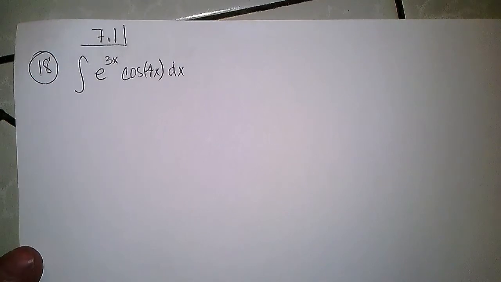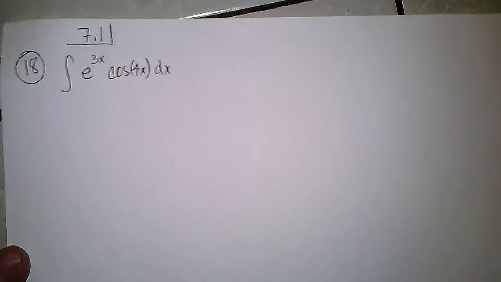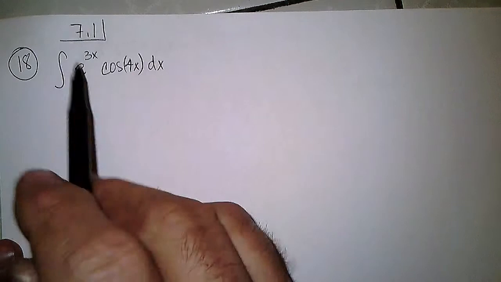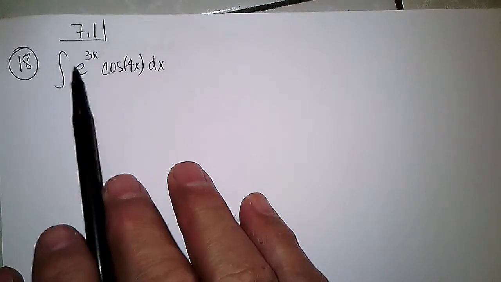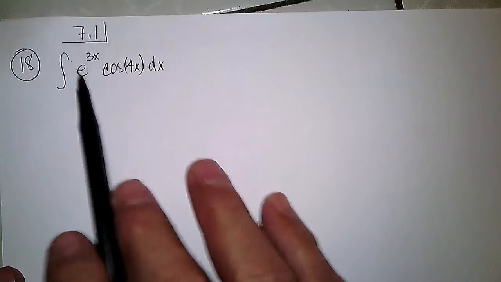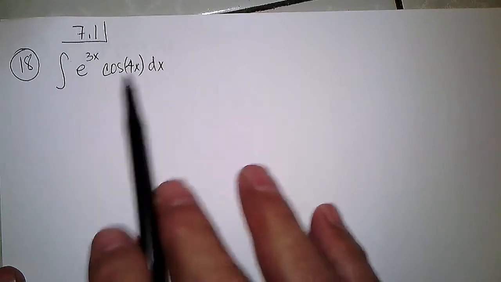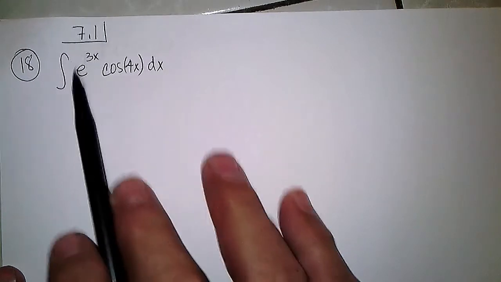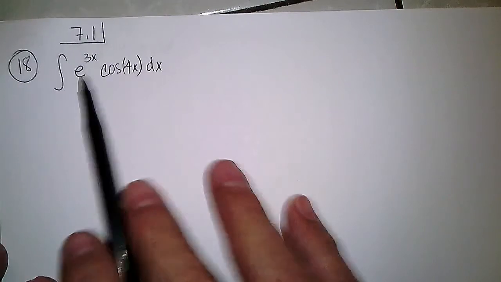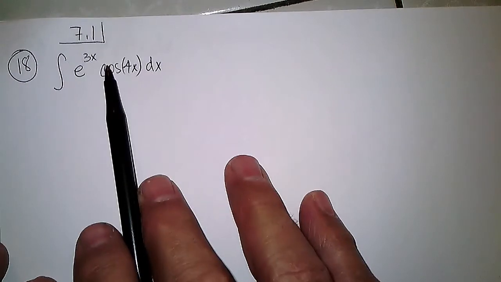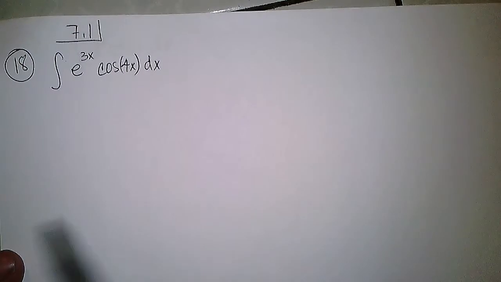All right, we're going to do 7.1, number 18. Now, usually when we do integration by parts, we want to look for something that we can take the derivative of that would get simpler. But this just keeps coming up with e to the 3x times a constant. And this goes from cosine to sine to cosine to sine.